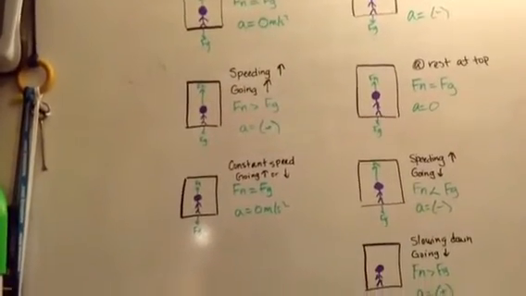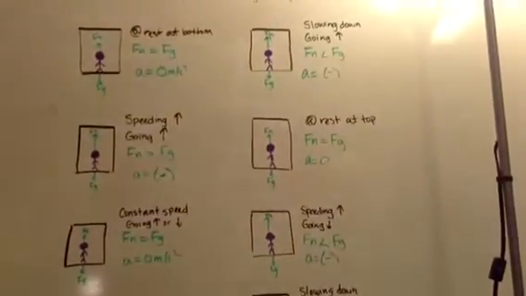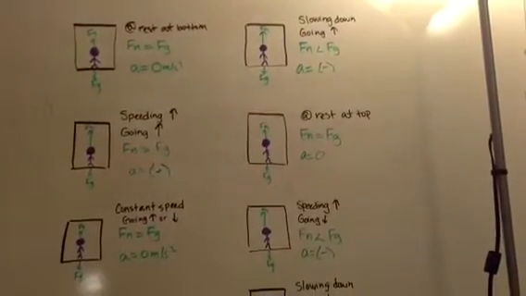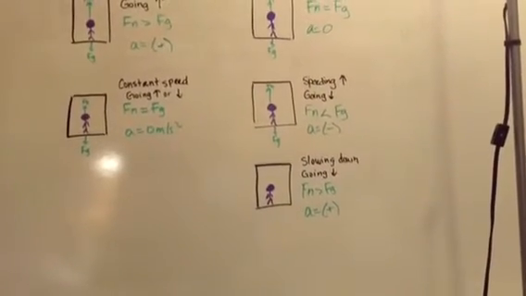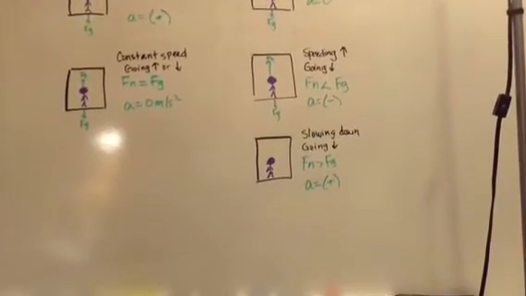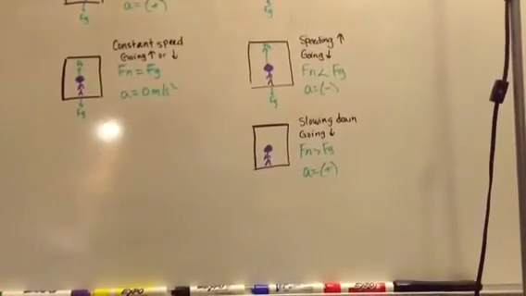Note that the acceleration for speeding up going up is positive. The acceleration for slowing down going up is negative. The acceleration for speeding up going down is negative. And the acceleration slowing down, going down is positive.